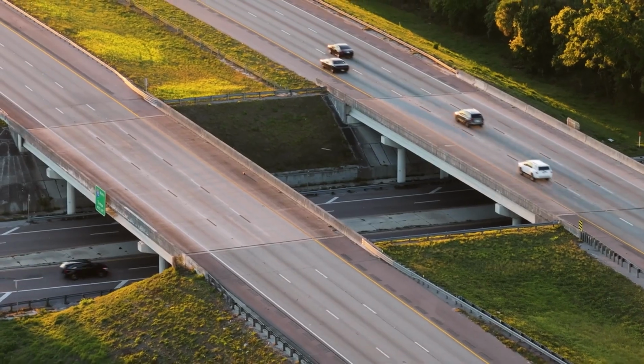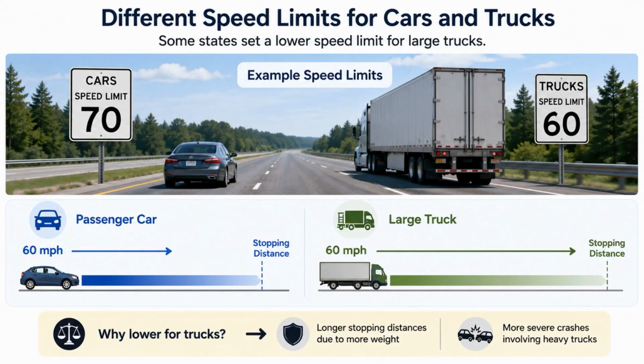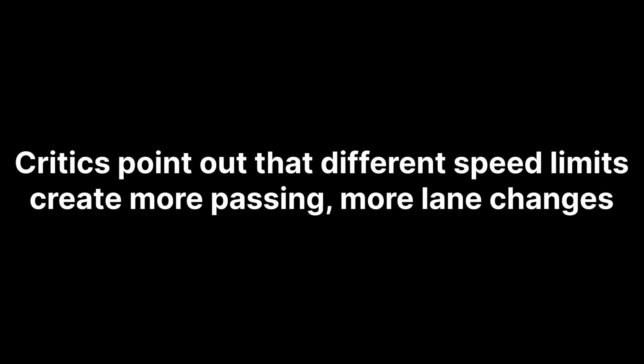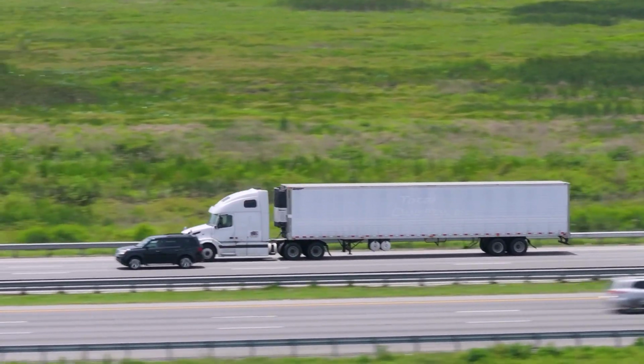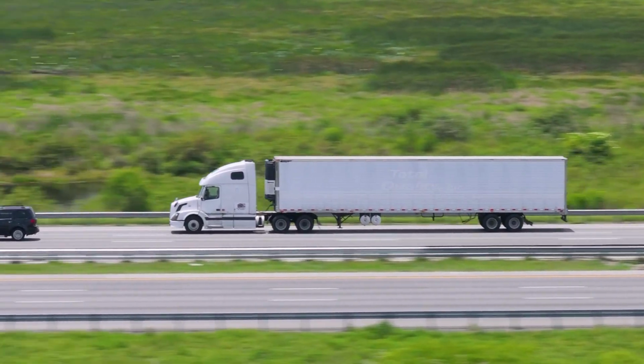Freeways introduce another engineering debate. Some states post one speed limit for passenger cars and a lower one for large trucks. Supporters argue that heavy trucks need longer stopping distances and can cause more severe crashes because of their weight. Critics point out that different speed limits create more passing, more lane changes, and larger speed differences between vehicles. They argue that keeping traffic moving at similar speeds may reduce conflicts and improve traffic flow.